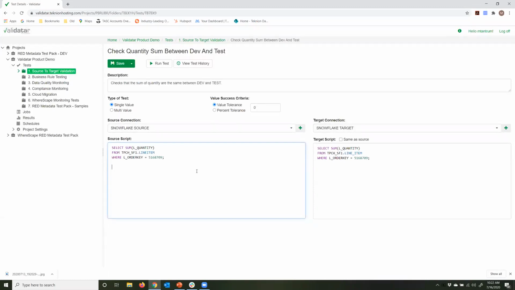And a test is composed of a snippet of SQL. So at the moment, this is something that you would write yourself. We've actually got features coming in the roadmap in the next versions to automatically generate the SQL for you for some standard testing. But in this case, we're just saying, look at this table, select the sum of quantity, similar code over here, but for a different connection. So very straightforward test.